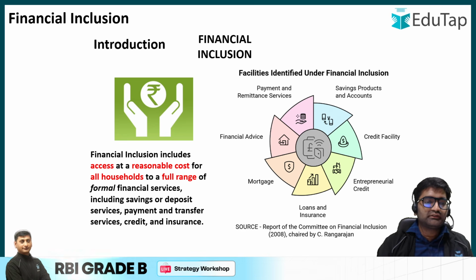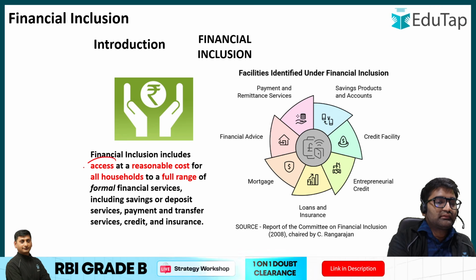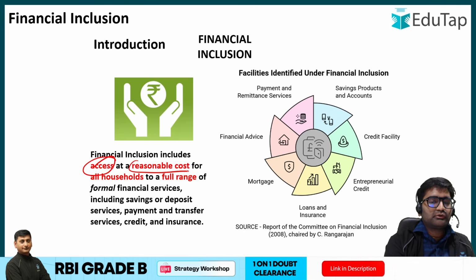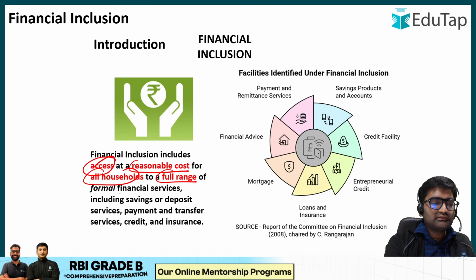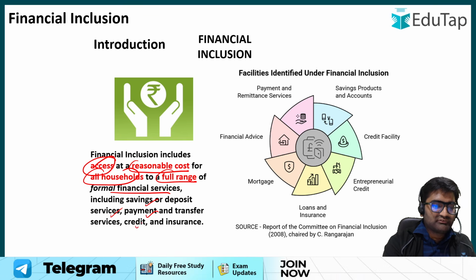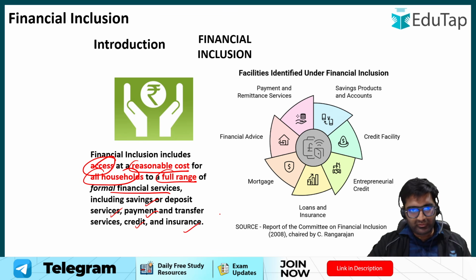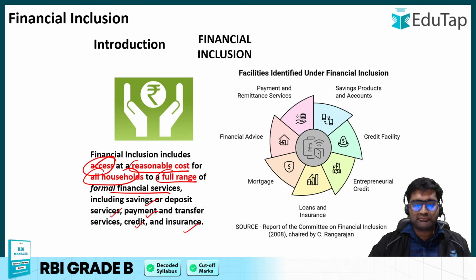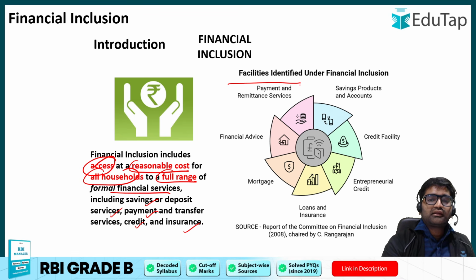Talking about financial inclusion, it is wherein access at reasonable cost is provided for all households to a full range of formal financial services like savings, deposit services, payment and transfer, credit, insurance, etc. What are the different facilities that are identified under financial inclusion by the government of India? The payment and remittance services.